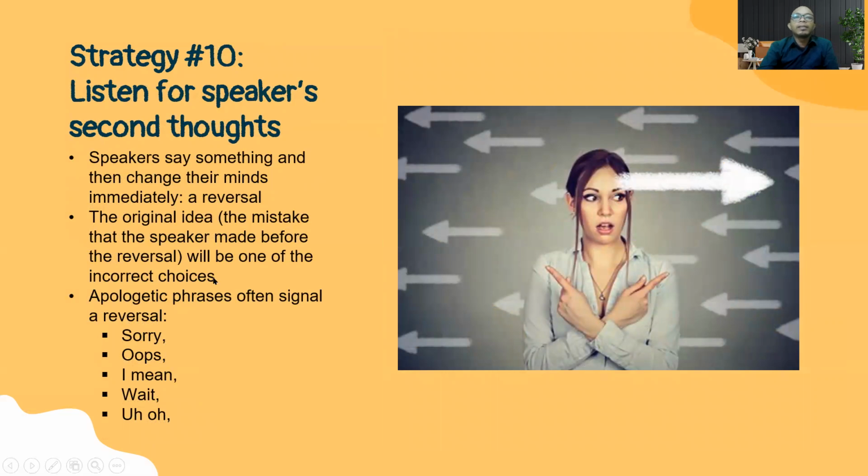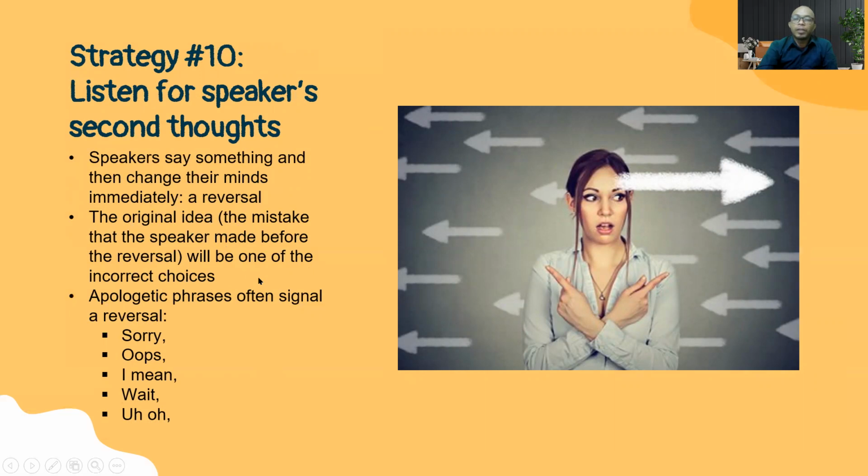Strategy number 10, listen for speaker's second thoughts or change of decision. Now, a common trap that the TOEFL listening uses is a changing decision. The speaker says something and then they change their minds immediately. That is called a reversal. You will hear reversals, and make sure that you understand the original idea, or the mistake that the speaker made before the reversal, will be one of the incorrect choices.